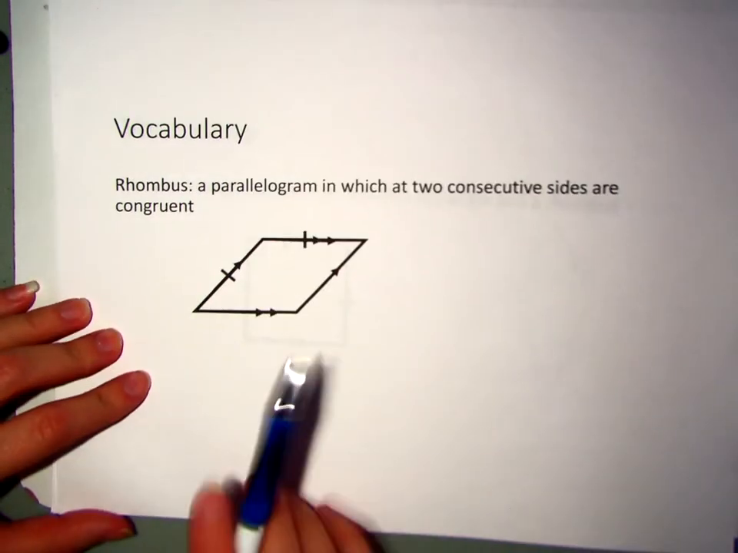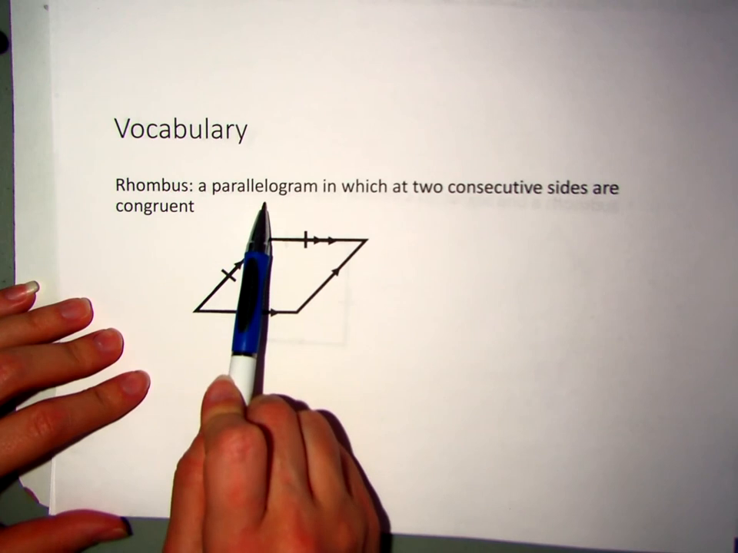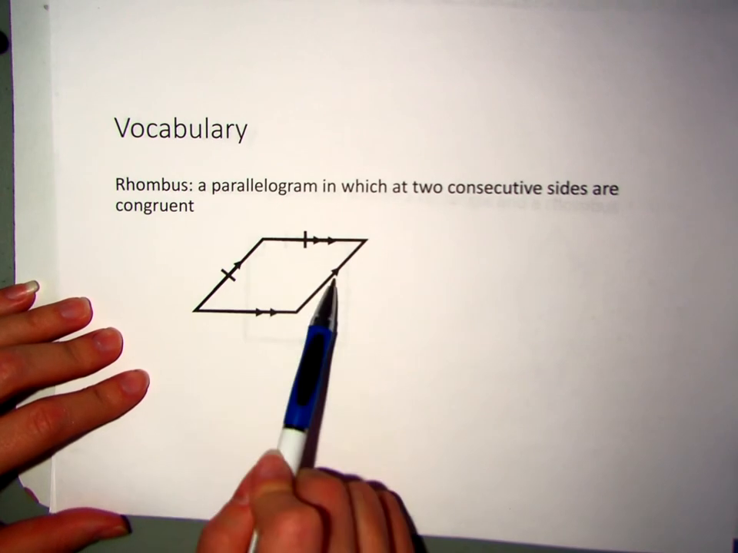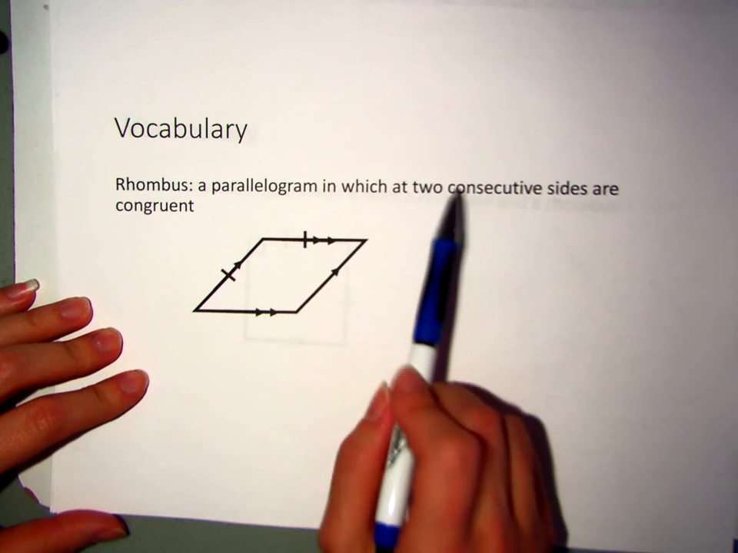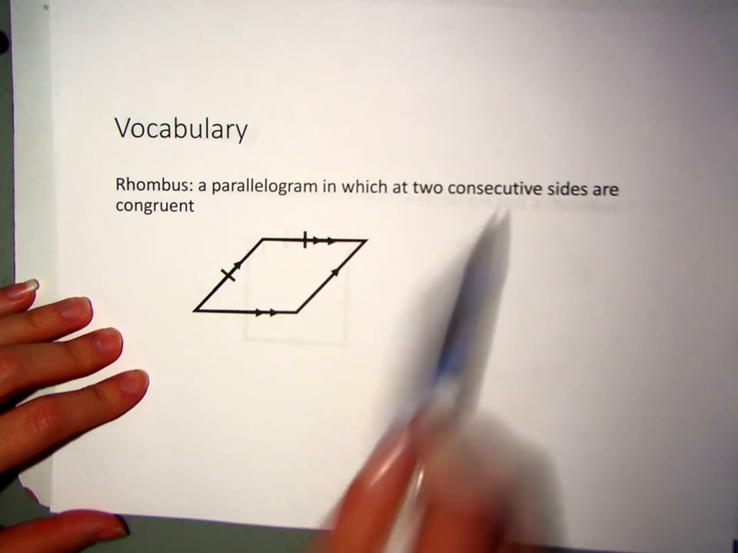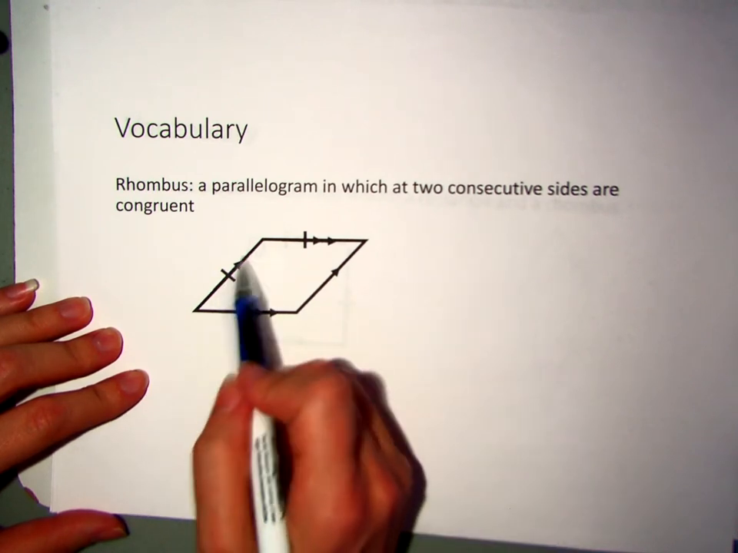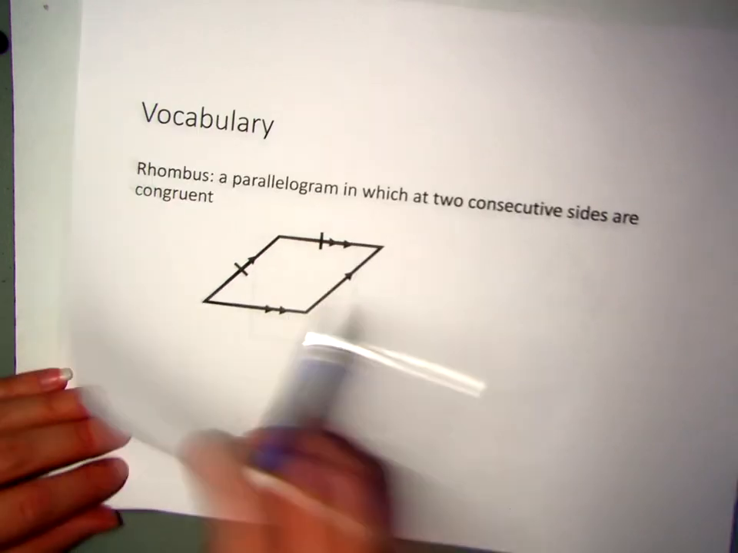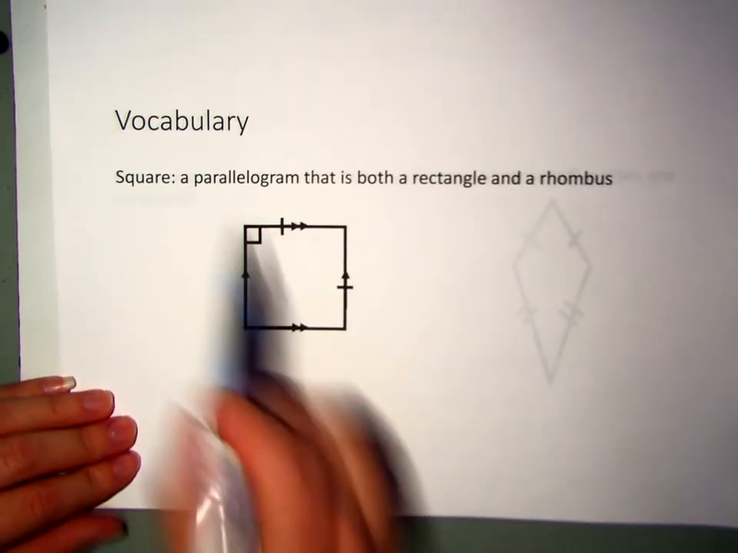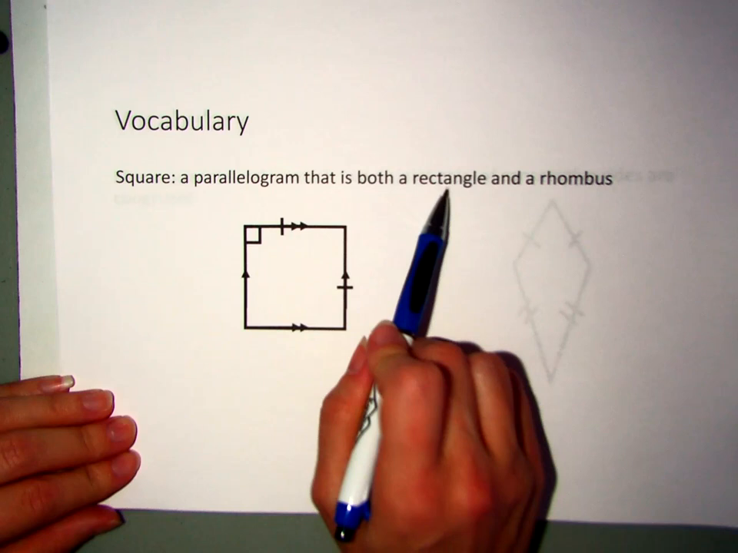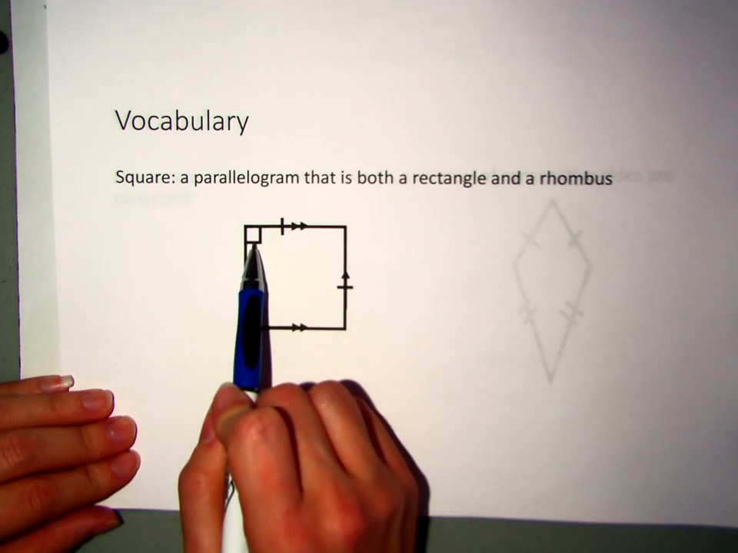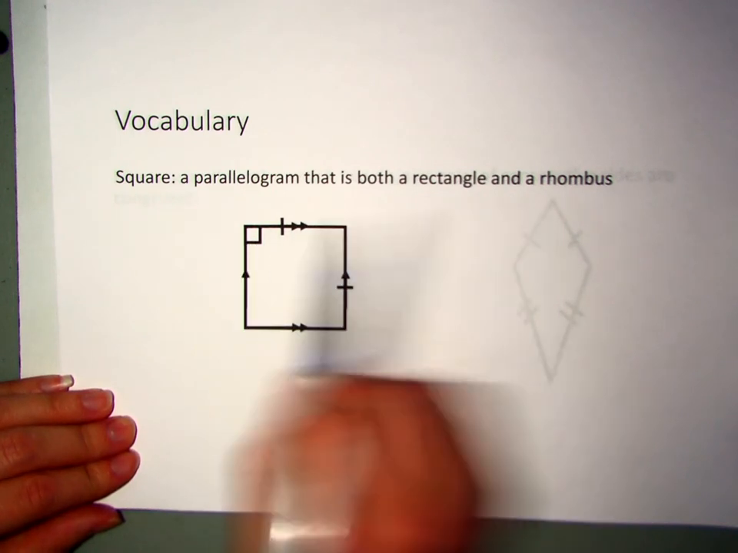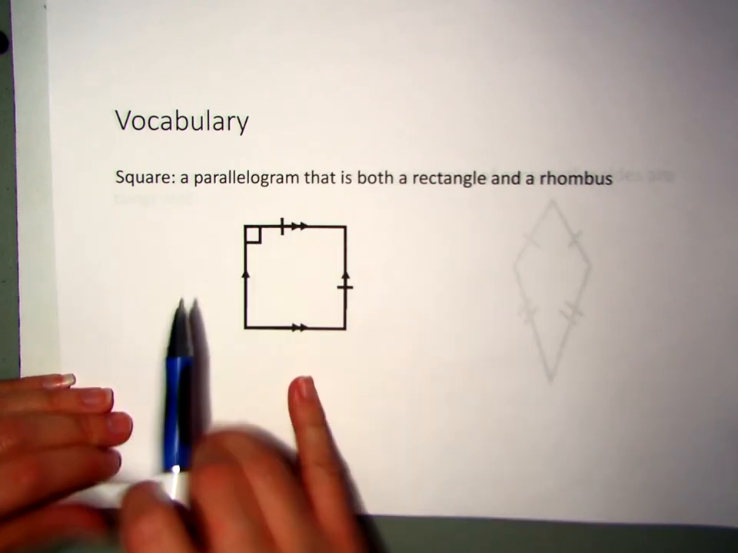A rhombus. A rhombus is a parallelogram, so opposite sides are parallel, in which two consecutive sides, meaning two sides that are touching or adjacent, are congruent. So if you look, we have the congruence mark here and here. So two consecutive sides are congruent. A square is a parallelogram that is both a rectangle, meaning it has one right angle or more, and a rhombus. It has two consecutive sides that are congruent.